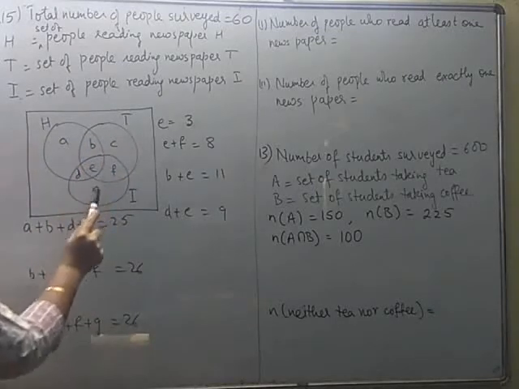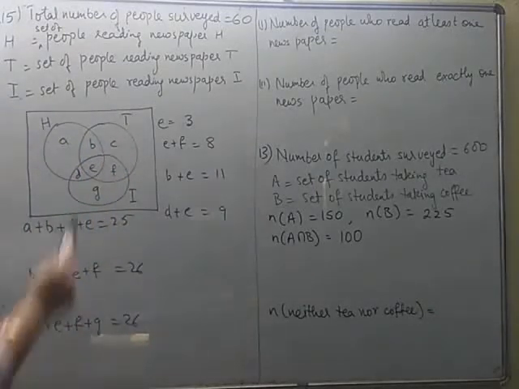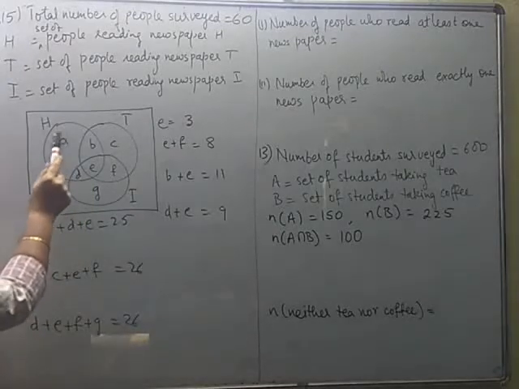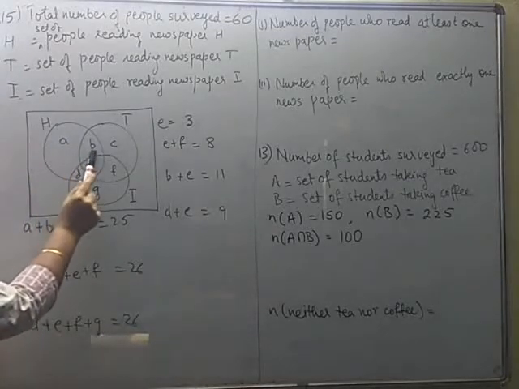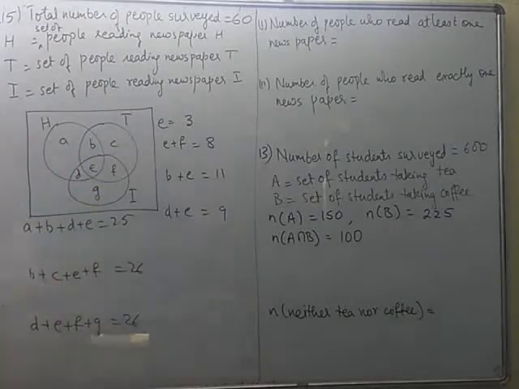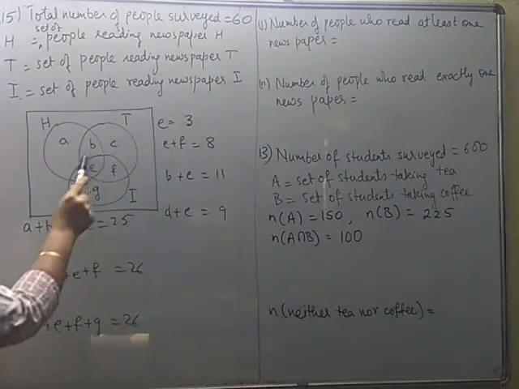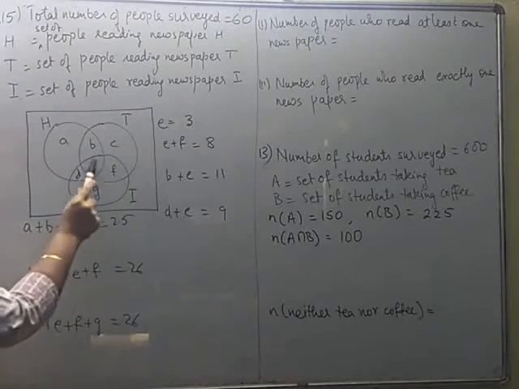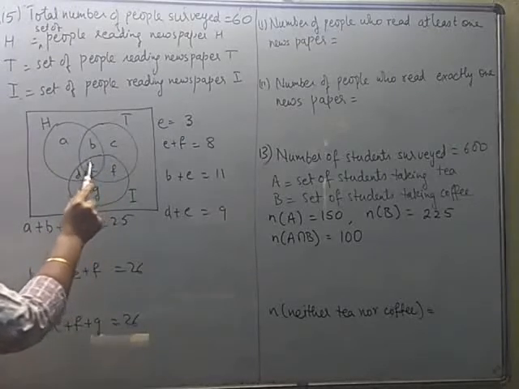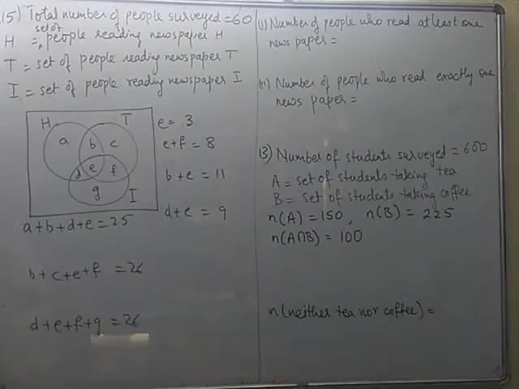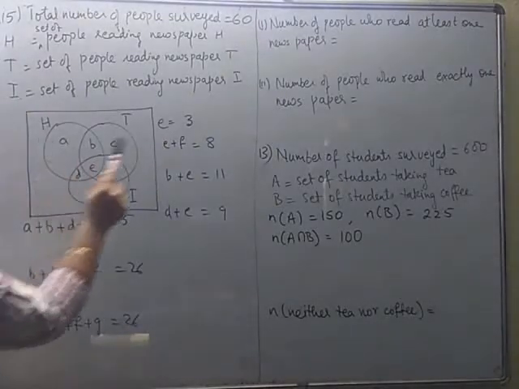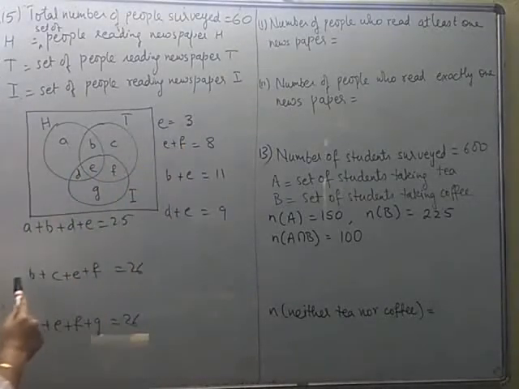You can see each region is being labeled by a letter. So small a is denoting the number of people here, small b denoting the number of people here, small c denoting the number of people here, and so on. Now as per the details given to us, there are three people who read all the three newspapers. So small e is denoting the region reflecting the number of people reading all the three newspapers. So e comes out to be 3.